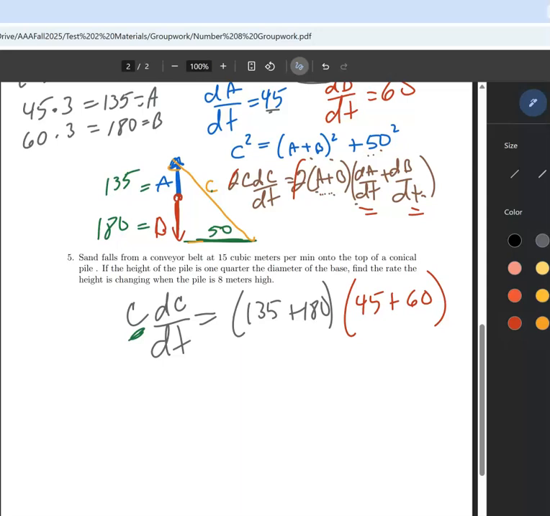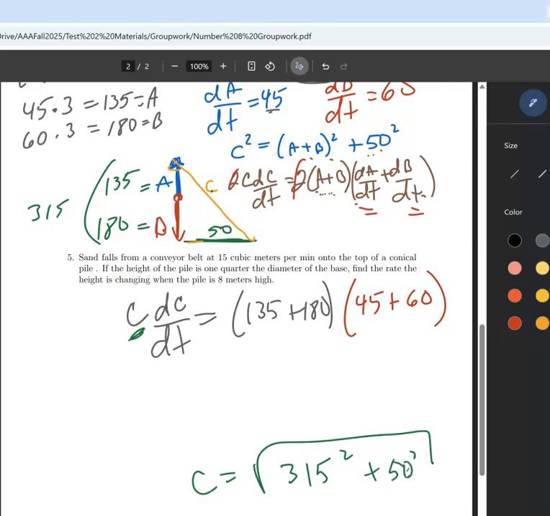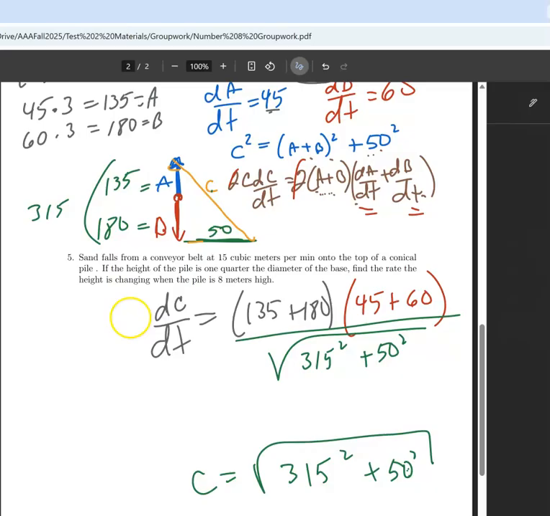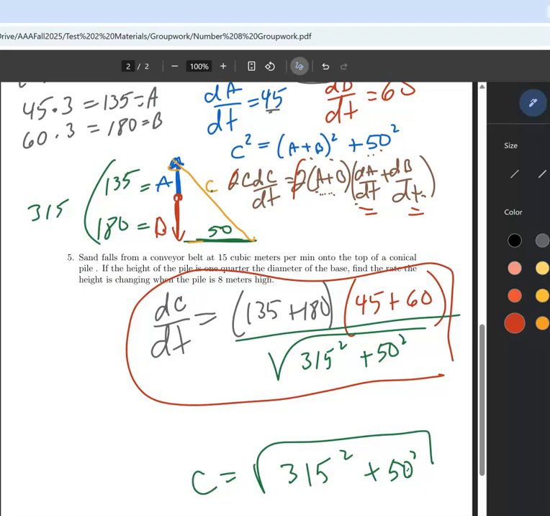So I would say that C will be the square root of 135 plus 180, so that gives me 315. So 315 squared plus 50 squared. So I'd put that down here. 315 squared plus 50 squared, and then I would erase the C. There it is. So I don't want you spending time on the calculator to compute that number. This shows me you know how to solve the problem. Just leave it like that. On a test or a quiz for sure.